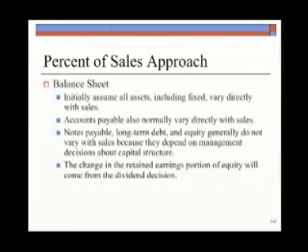On the balance sheet, we will initially assume that all assets, including the fixed assets, vary directly with sales. We'll also assume on the liability side that accounts payable vary directly with sales. We will typically assume that the notes payable, the long-term debt, and the equity generally don't vary with sales.